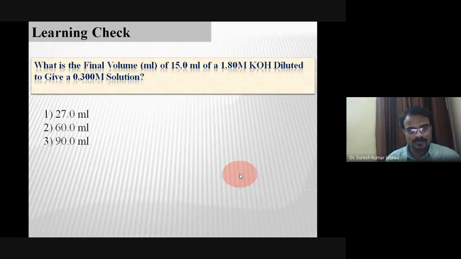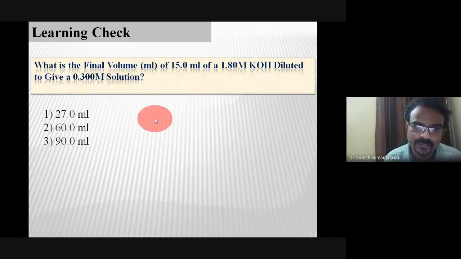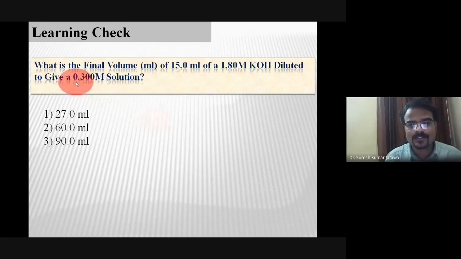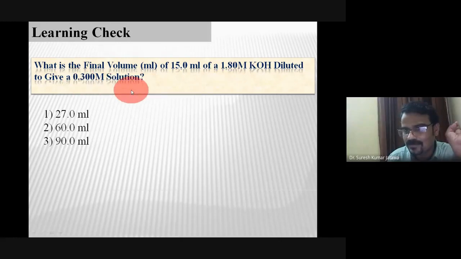Please solve it. What is the final volume of 15 ml of a 1.8 molar KOH diluted to give a 0.3 molar solution? Try to solve it. First, make a table. What is given? So here if you read the question, what is the final volume of 15 ml of 1.8 molar KOH diluted to 0.3 molar solution? Try to calculate it or practice it.